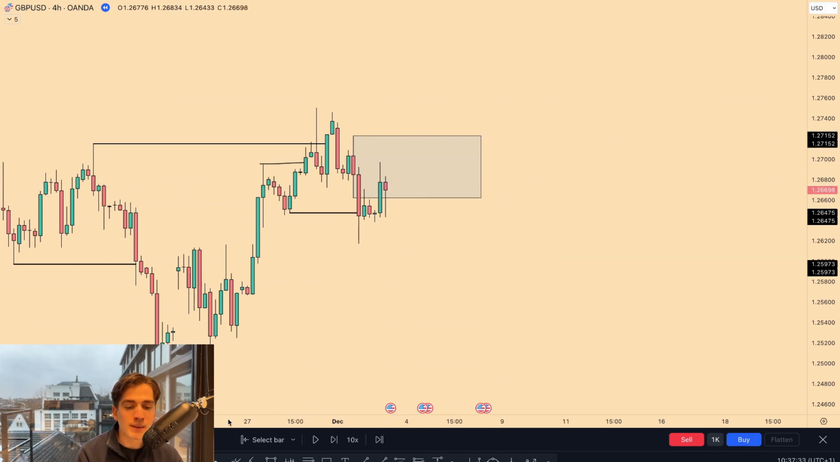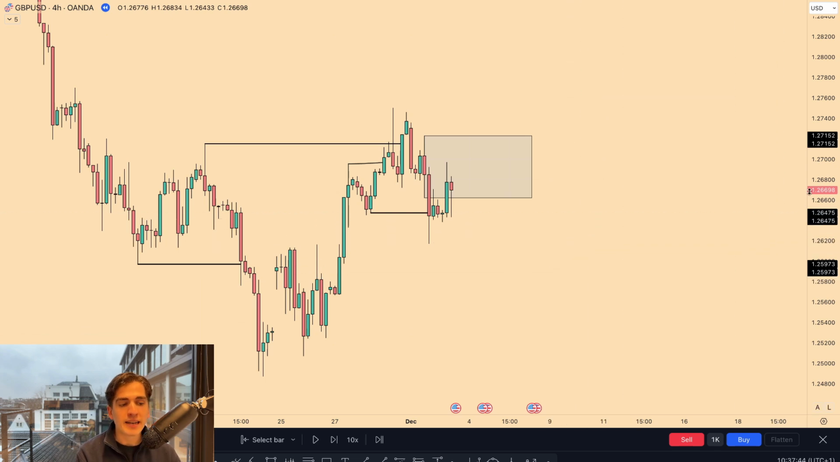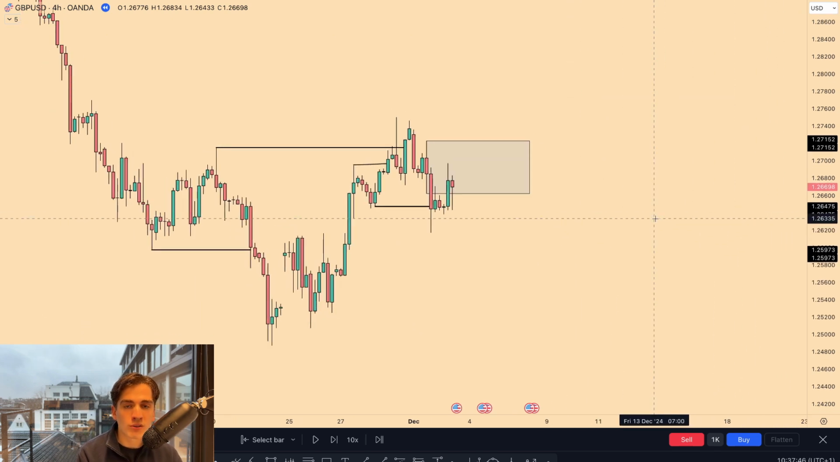Or if we refine it to the imbalance candle, then you can also see this is the imbalance candle that broke structure, and therefore we're happy to look for a short position. So again, the 4-hour time frame, very clear. We're looking for a potential short towards the downside, and all the confluences are there.